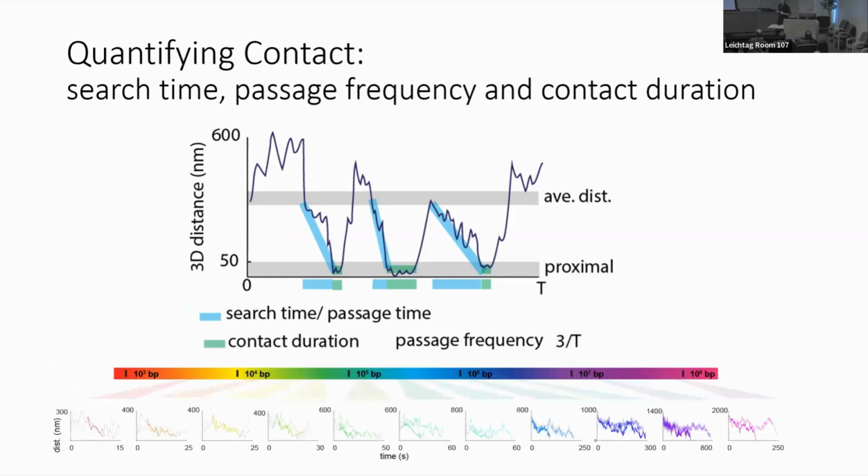Now we got into, what can we measure about the structure of the genome? We've been interested in these kinetic properties. In particular, if I have two elements and they're at some current distance now, as we may have just seen them in one of those fixed cell images, how long do I need to wait for them to find each other? We call that the search process. When they find each other, how long do they stay in proximity or in contact? We're going to call that the contact duration. And how often do they do these things? We're going to call that the passage frequency.